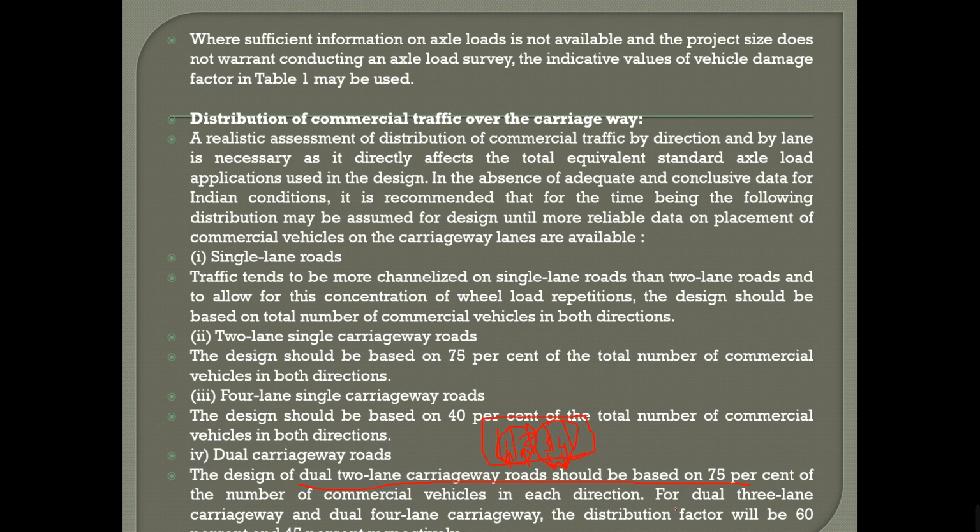So for a dual 3-lane carriageway, what does it mean? This is a dual 3-lane carriageway. There are 3 lanes in both directions. 3 lanes are meant for ongoing traffic, and another 3 lanes are meant for opposite traffic. Cumulatively this is called a 6-lane road. Otherwise, this could also be called a dual 3-lane carriageway. Either you can call this a 6-lane road or a dual 3-lane carriageway.